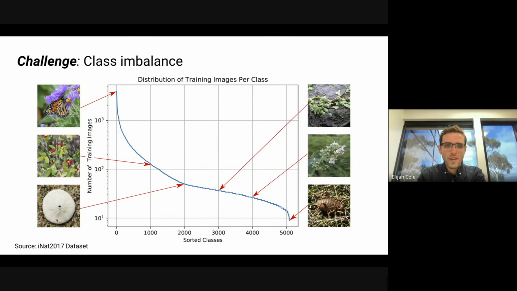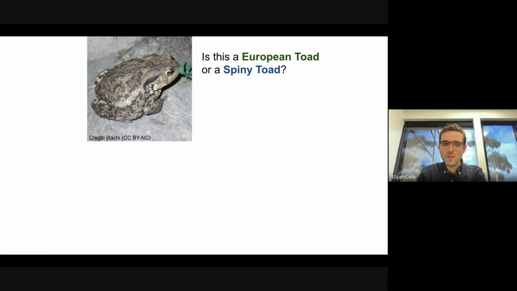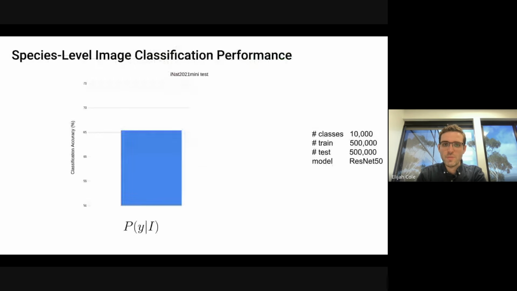To look at an example, you have a photo like this and you want to know, is this a European toad or a spiny toad? The 2 species look very similar. If you just train a standard image classifier on the iNat 21 data set, you can reach an accuracy of something like 65%.